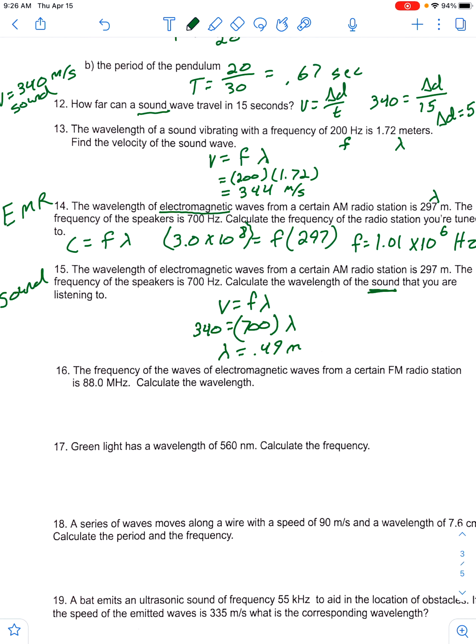So 14 and 15 is a good problem to know, because you basically have the same problem, but you're using different speeds for different parts. Watch out for terms like electromagnetic or sound. That usually helps you out there.